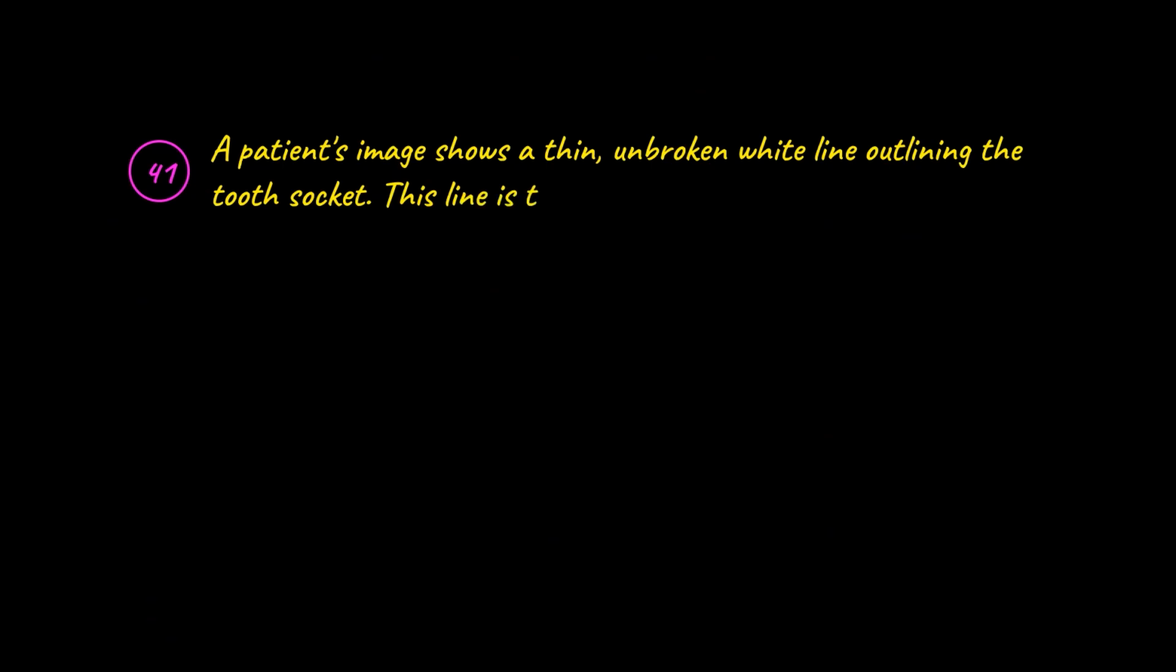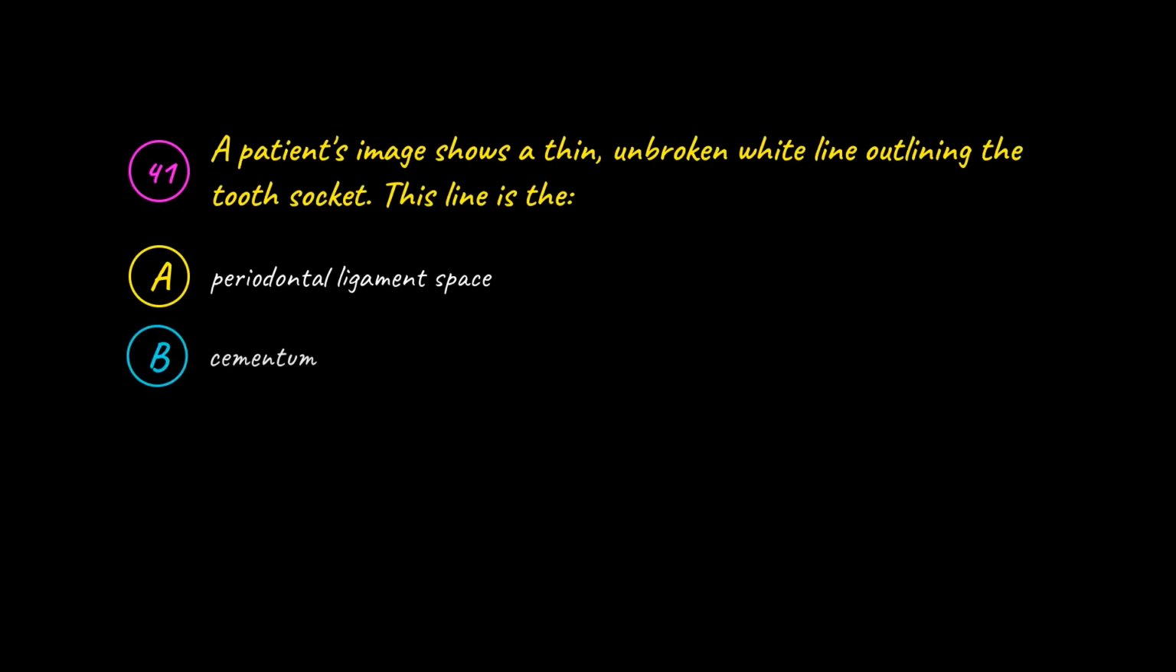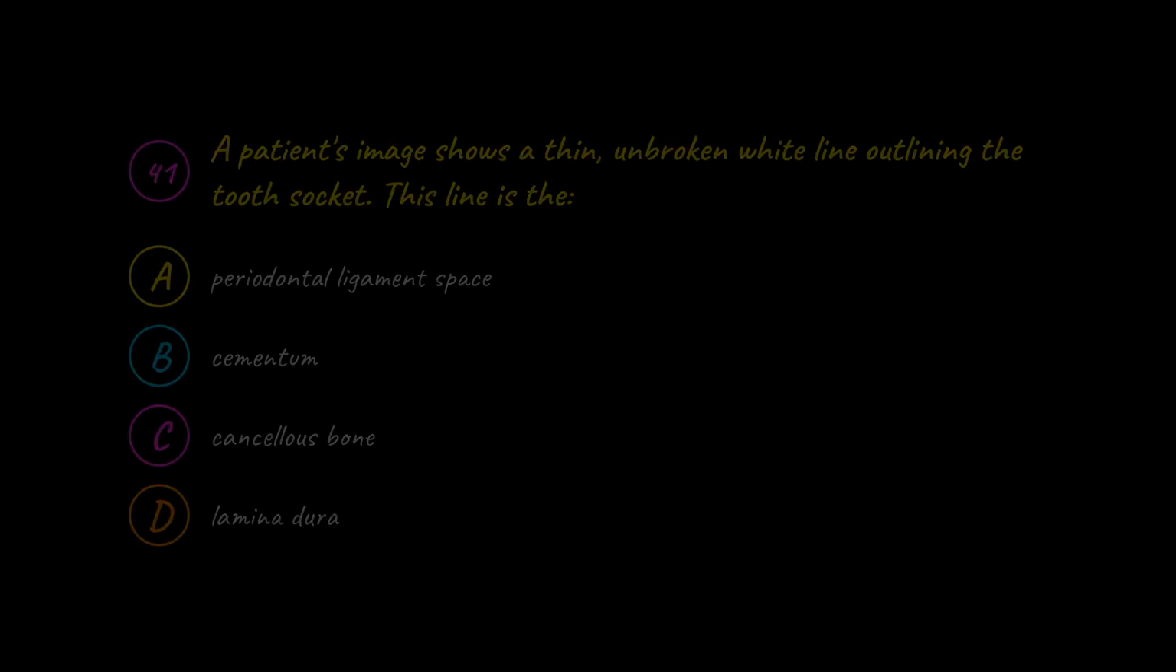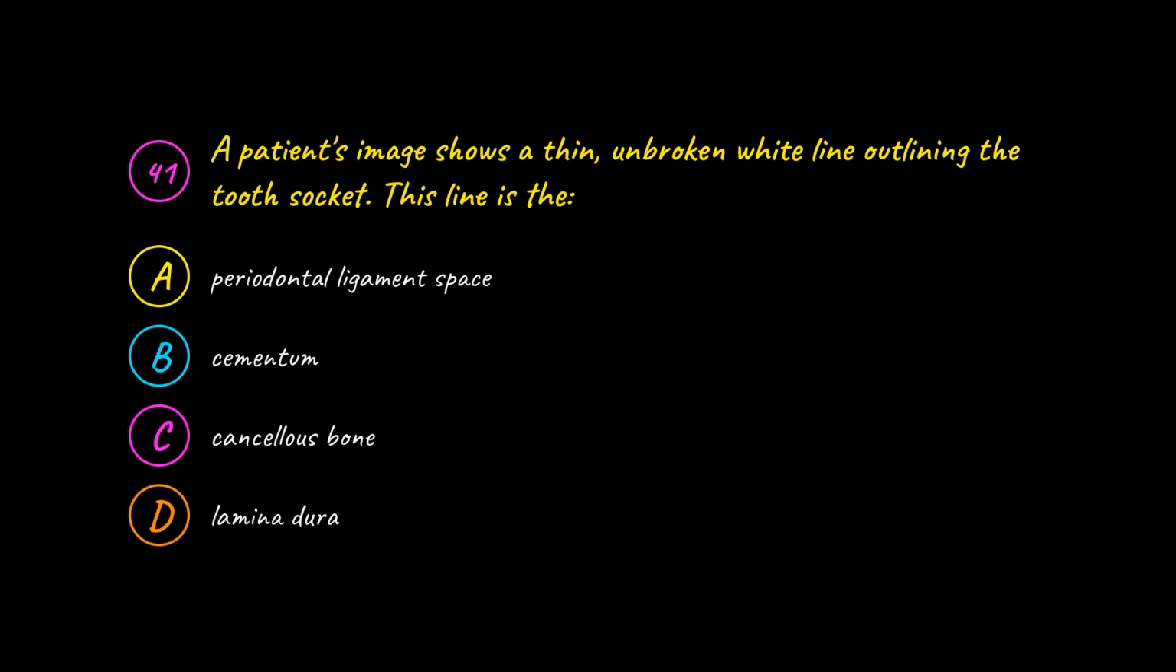Question 41. A patient's image shows a thin, unbroken white line outlining the tooth socket. This line is... Your options are A. Periodontal ligament space, B. Cementum, C. Cancellous bone, D. Lamina dura. Which one is it? Pause the video if you need more time.